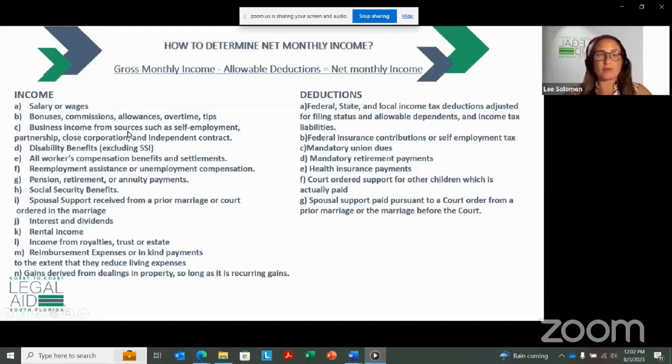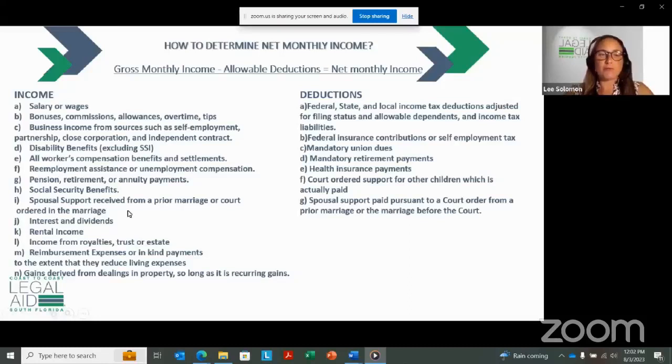Business income from self-employment, partnerships, closed corporations, and independent contracts. Disability benefits, and Social Security benefits, you'll see, are listed as well. It includes all disability benefits except for SSI, all workers' compensation benefits and settlements, reemployment assistance or unemployment compensation, pensions, retirements, or annuity payments. As we stated before, Social Security benefits, that's SSD, SSA, SSDI, those are all going to be included as income.